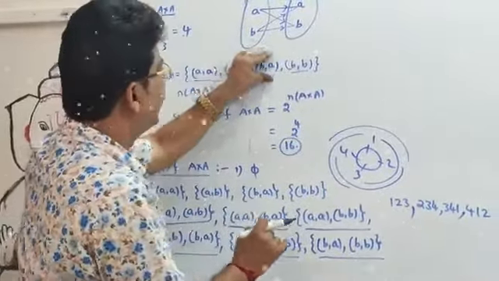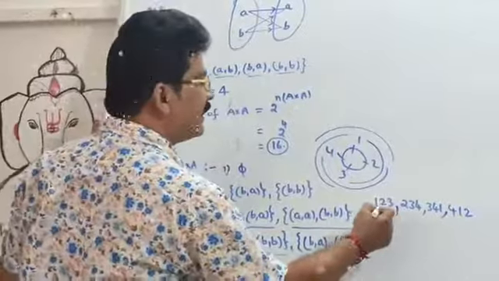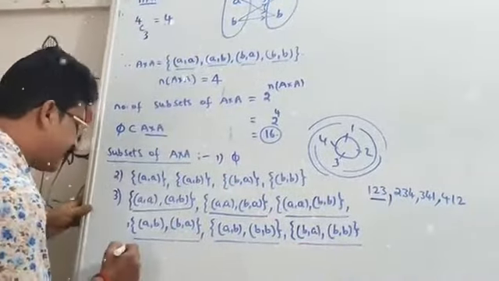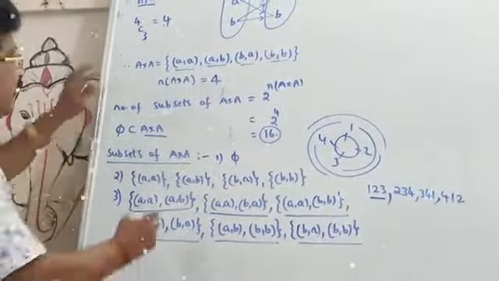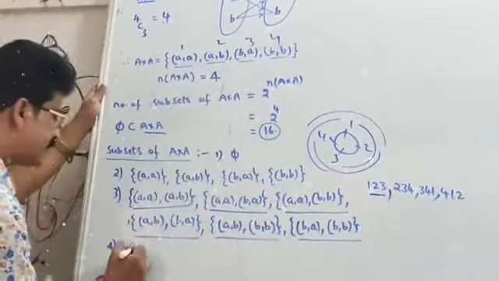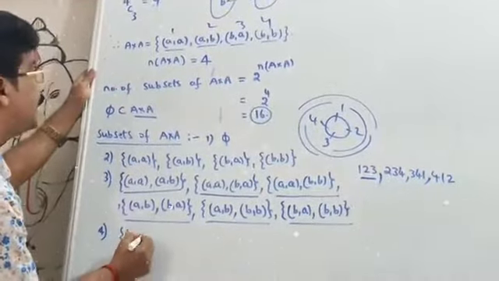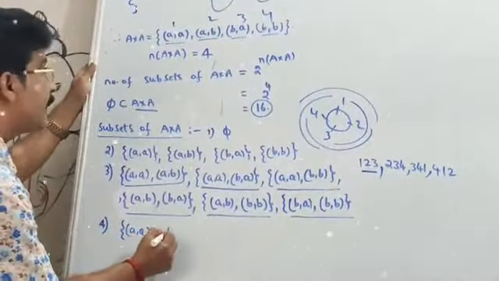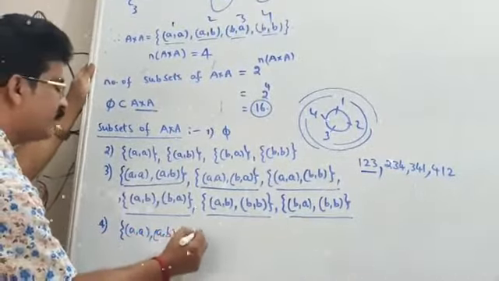1, 2, 3, 4 elements. We are taking 3 at a time. So, 1, 2, 3, the set of 1, 2, 3, just like that. 1, 2, 3 means ordered pairs (a, a), (a, b), (b, a). It is one subset.